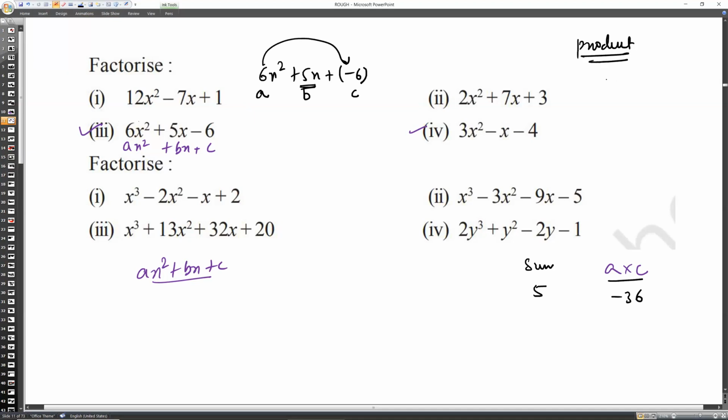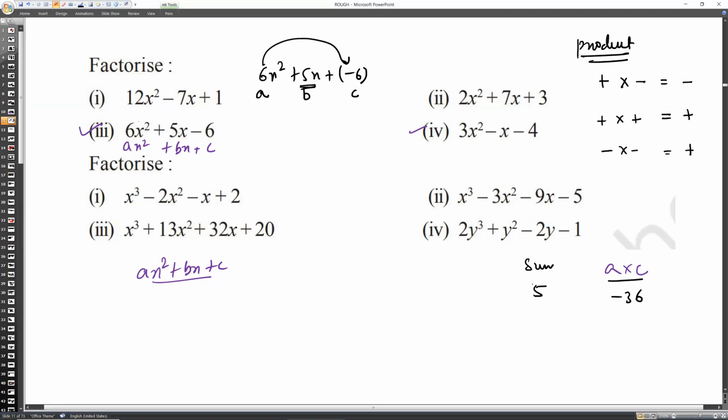Whenever we have a negative product, it is only possible when a number with positive sign is multiplied with a negative sign. Otherwise, a positive product is possible only if both have the same sign, either positive, positive, or negative, negative. Negative times negative gives positive, and positive times positive gives positive. So a negative product means you have a positive number and a negative number.